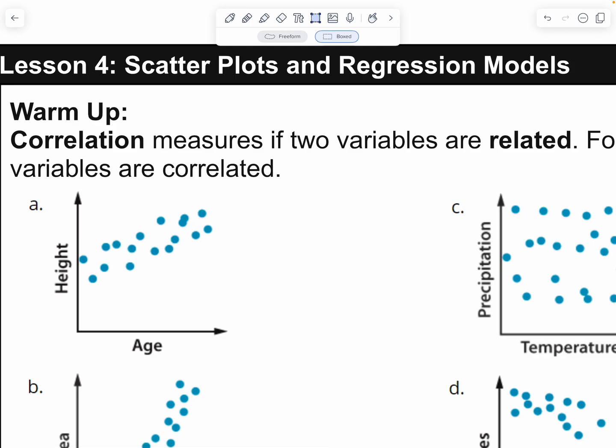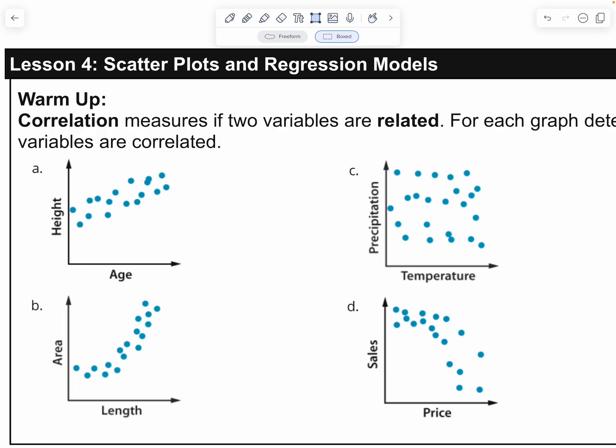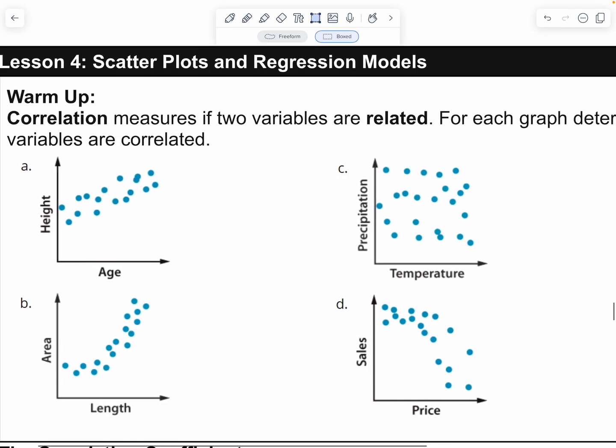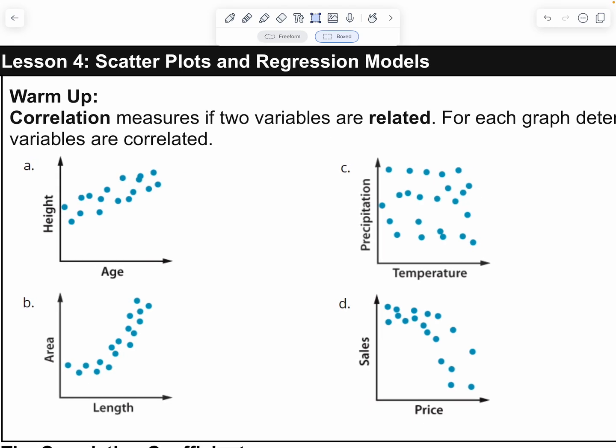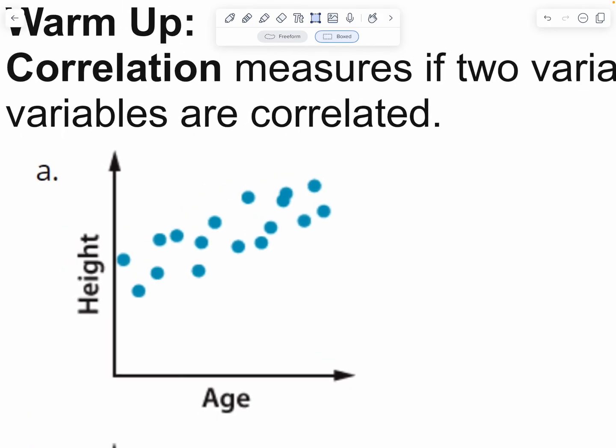We're actually going to talk about the regression stuff first. Regression models will help us understand how closely things are correlated. Correlation measures if two variables are related. For each of these four graphs, we're going to determine whether the two variables are correlated. Is there a connection between the two items? If we look at this first graph and I look at those 17 points, there is a little bit of a connection, right?